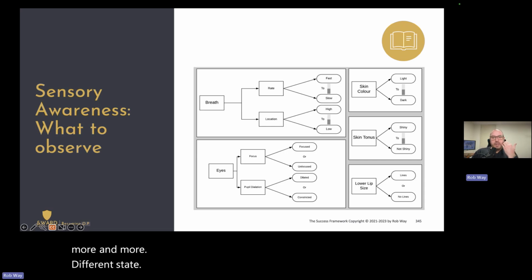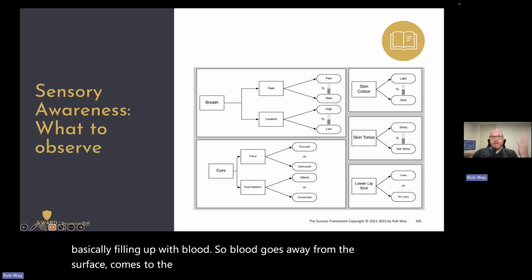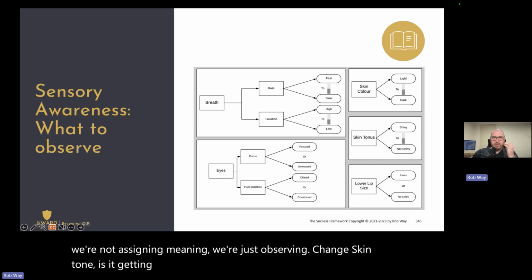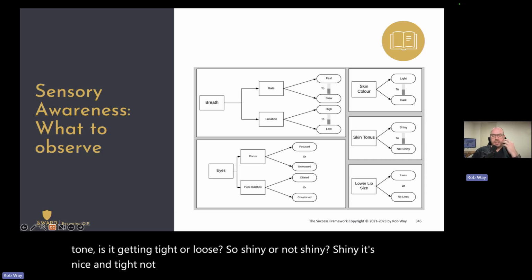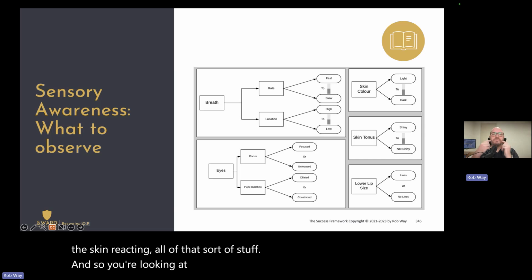Skin color, you can notice a change from light to dark. So it's basically filling up with blood. So blood goes away from the surface, comes to the surface, indicating an internal change. Again, we're not assigning meaning, we're just observing change. Skin tone, is it getting tight or loose? So shiny or not shiny? Shiny, it's nice and tight. Not shiny, it's all loose. Again, relates to the blood, the skin reacting, all of that sort of stuff. And so you're looking at the skin tone.